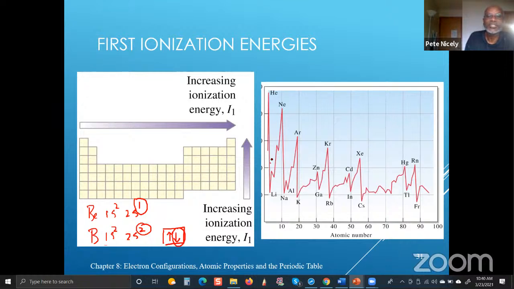So this is, let me try to squeeze this in here. That's boron here, and this here is beryllium. All right, so that explains why we have that dip in the trend from boron to beryllium.